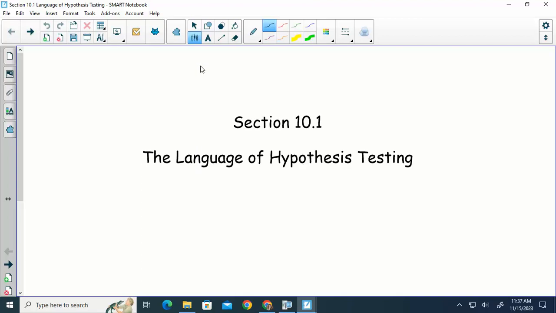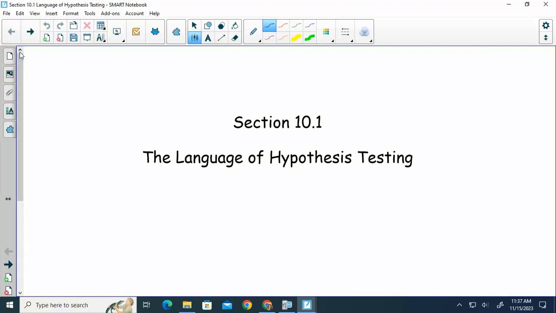Alright, so this section is really just setting us up for what we're doing in the rest of this unit. We're going to start doing hypothesis testing. And this section is really just what does it mean, getting used to the notation, that kind of thing. So we're not really doing any math today. We're just talking about what things mean.